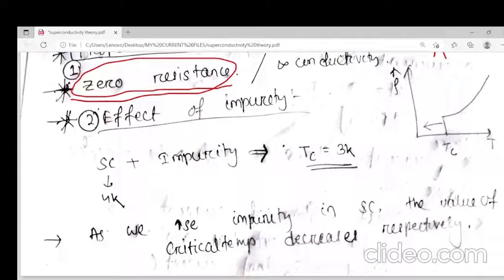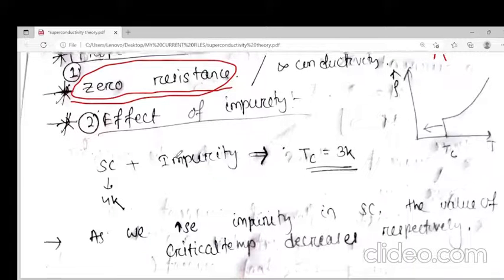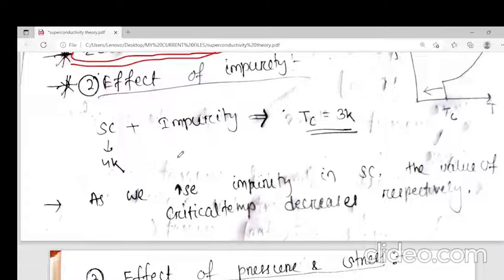The second property is the effect of impurity. As we add impurity to a superconductor, suppose its critical temperature is 4 Kelvin, its critical temperature decreases, because the impurity vanishes its superconducting state. To get the superconducting state again, we have to decrease the temperature, and then it will again become a superconductor.